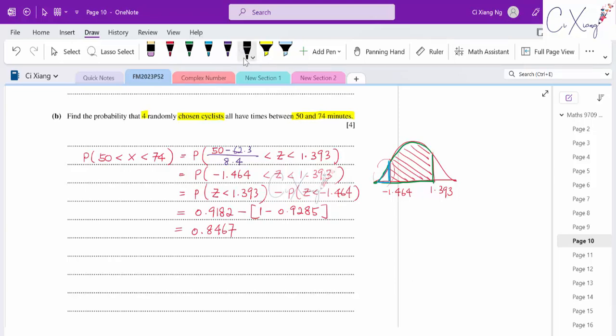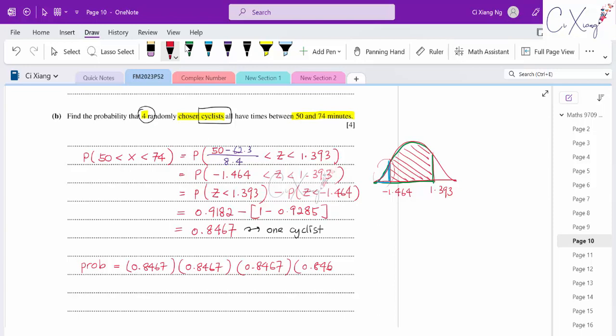So the 0.8467 is actually the probability for one cyclist, where the time is from 50 until 74. And now we are having 4 cyclists in total. So to get the probability for 4 cyclists, we need to multiply all the probabilities. That means for the first cyclist, I'm having 0.8467. The second cyclist also I'm having 0.8467, so I have to multiply them. Then the third one also the same. The fourth one also the same.